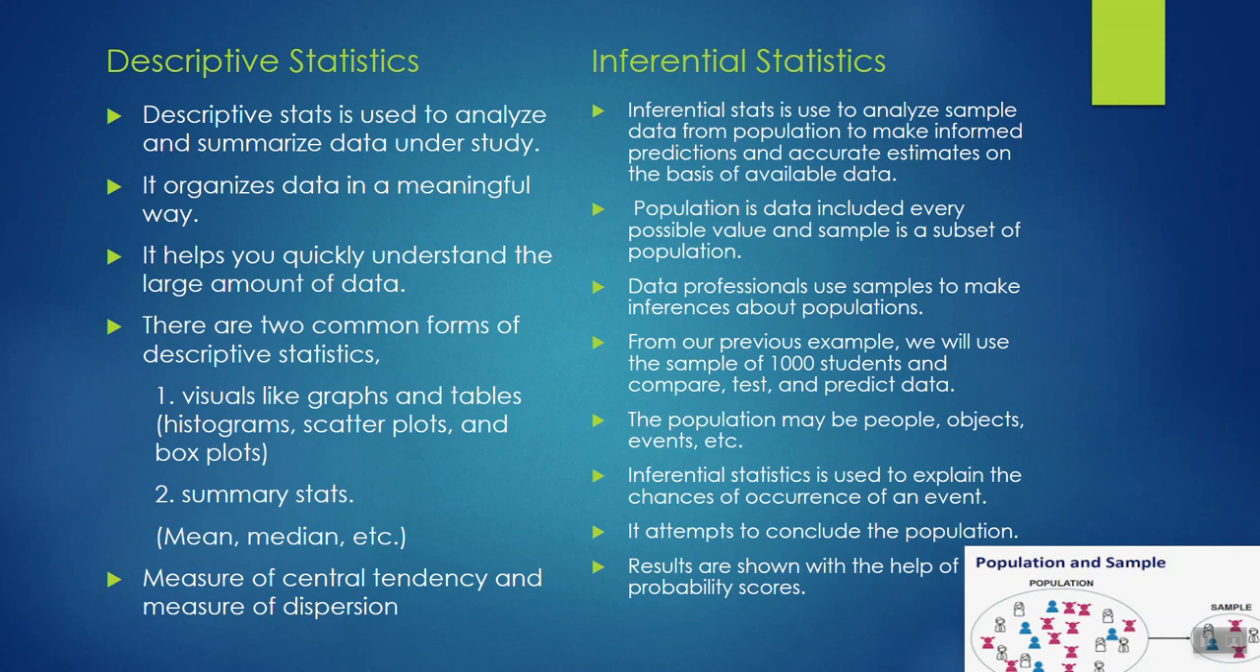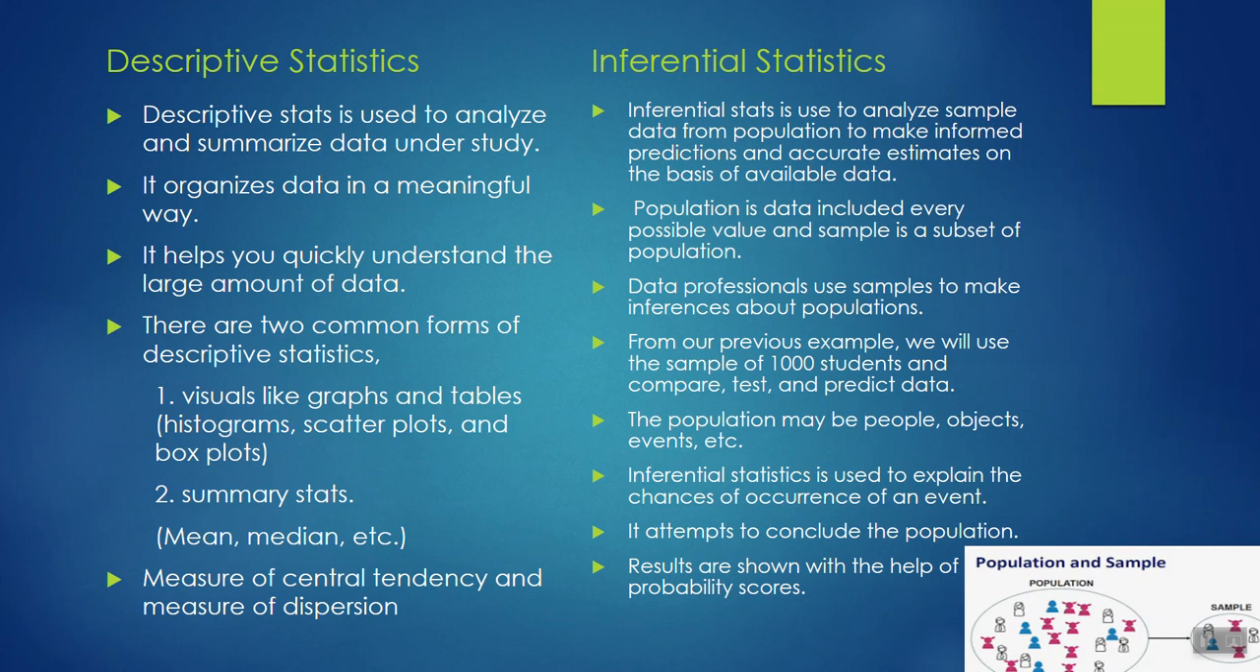Okay, there are two common forms of descriptive stats: visuals like graphs and tables, and summary stats. You might be familiar with data visualization such as histograms, scatter plots, and box plots. If not, no worries, follow me and we'll learn easily. Summary stats let you summarize your data using a single number.